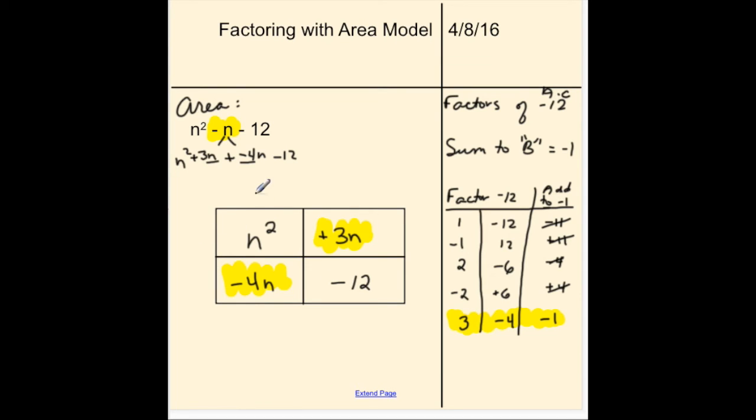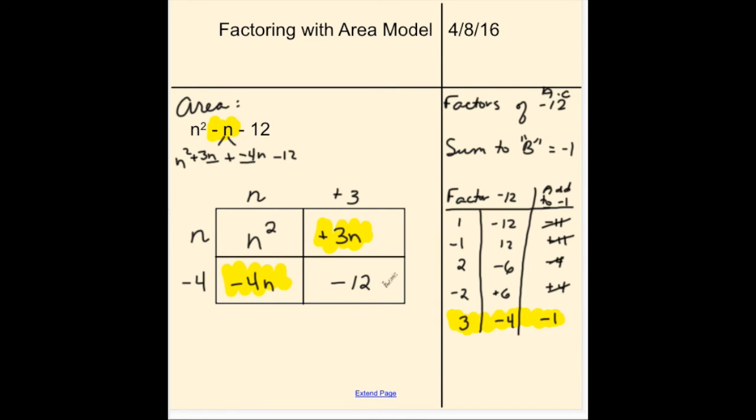So now I can take a look and see, well, what did I multiply by what to get this area? Well, what times what would have given me that n squared? And that was n times n. And I know that I multiplied n times something to give me 3n, so that must be positive 3. And I know that I multiplied n times something, because this length is n, to give me negative 4n, so that must be negative 4. And I can now check, is negative 4 times positive 3 negative 12? Yeah, that's true, so that checks out.